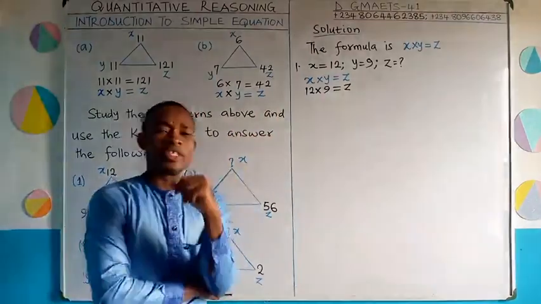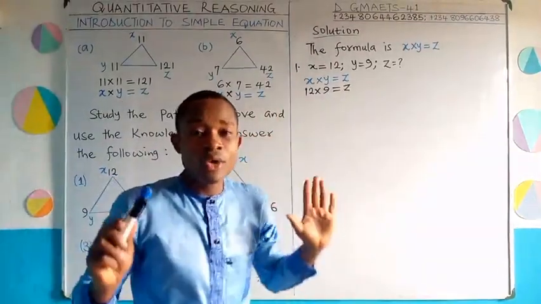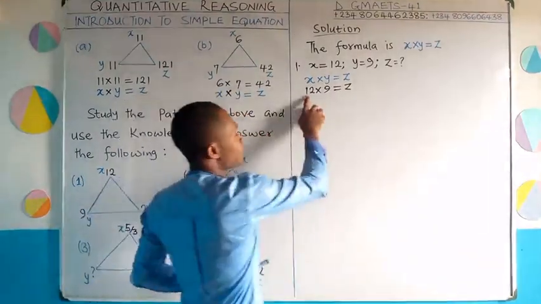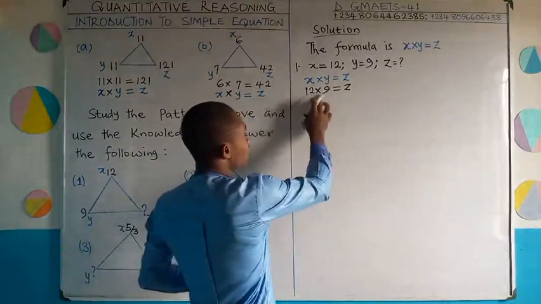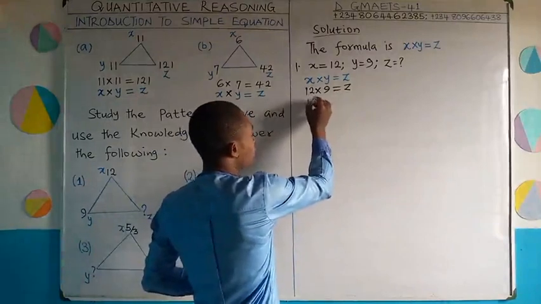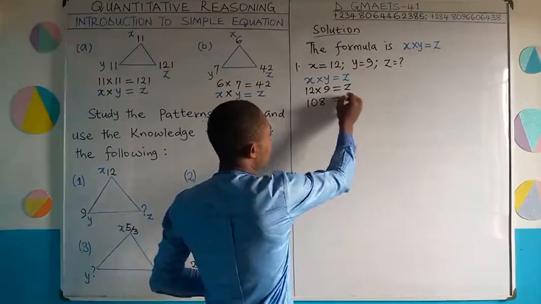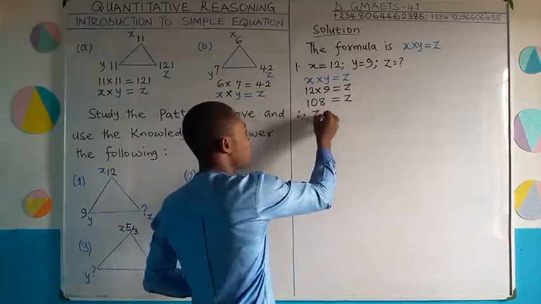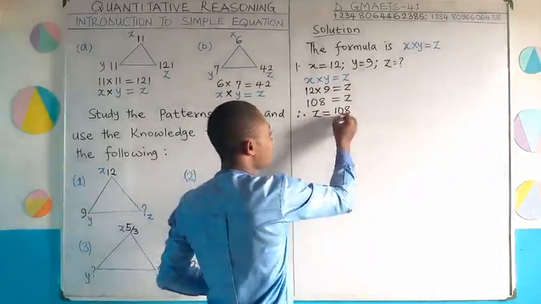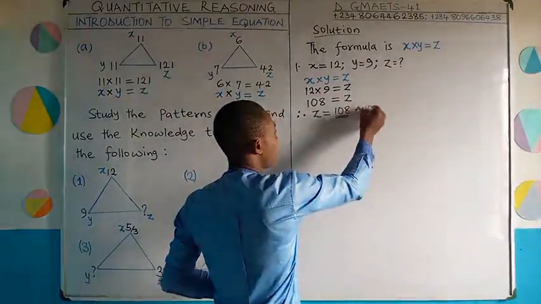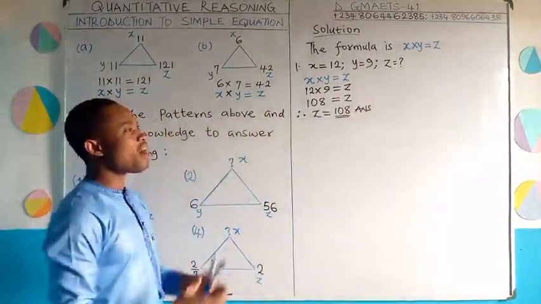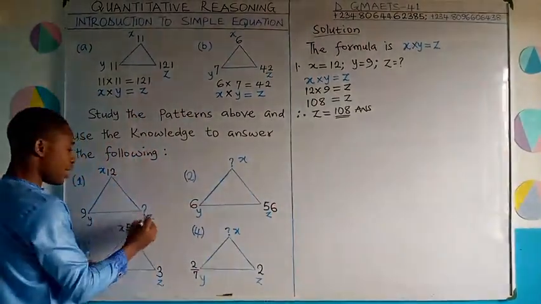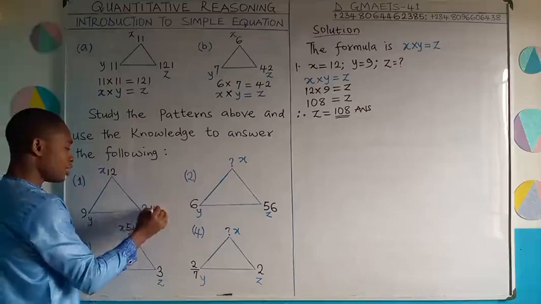Now, what I'm looking for, which is z, is standing alone. There is nothing with it there, okay? So you just have to multiply this directly and get your answer. 12 times 9 from the multiplication table is 108. And that will be equal to z. Therefore, I've gotten the value of my z. Z is 108. That is simply the answer. So you see how fast and sweet I've used my formula to solve it. I'll come over here and write that z is 108.